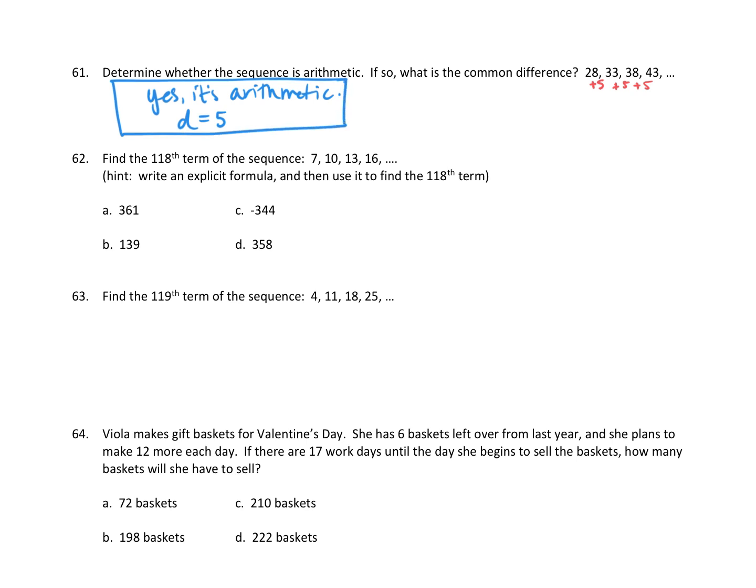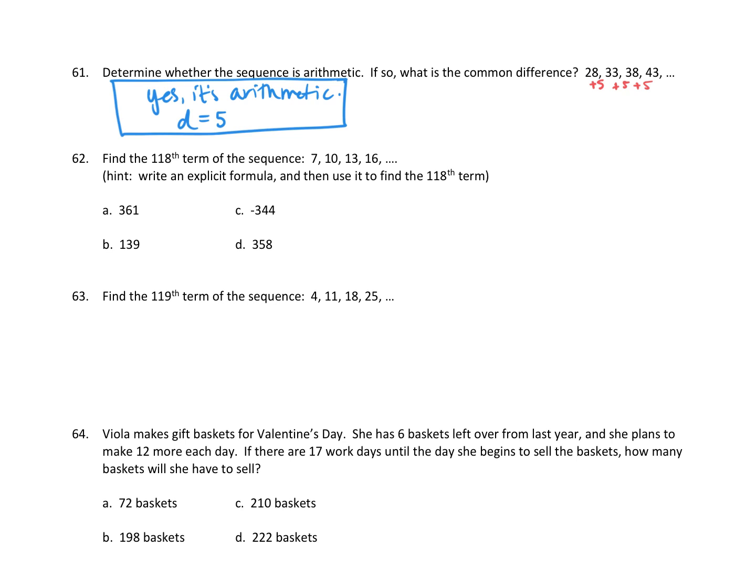Okay, so number 62, find the 118th term of this sequence, 7, 10, 13, 16. So I can see that that is arithmetic. We are increasing by 3. And then we have a little hint. Write an explicit formula and then use that to find the 118th term. We're not going to sit here and write out 118 numbers until we get there. We will make a mistake and lose track and get the wrong answer. I promise you. So let's just know how to write an arithmetic sequence.